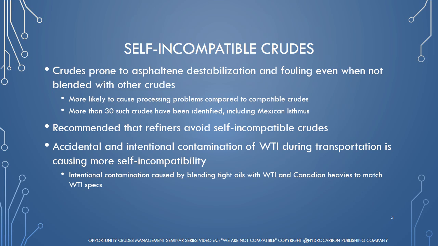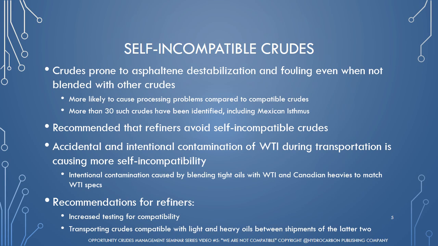Since 2011, 75% of West Texas Intermediate has been found to be incompatible, compared to no incompatible samples found before 2011. To avoid self-incompatibility, it has been recommended that increased testing be done for compatibility, as well as transport of crudes that are compatible with both light oils and heavy oils in between shipments of the latter two.